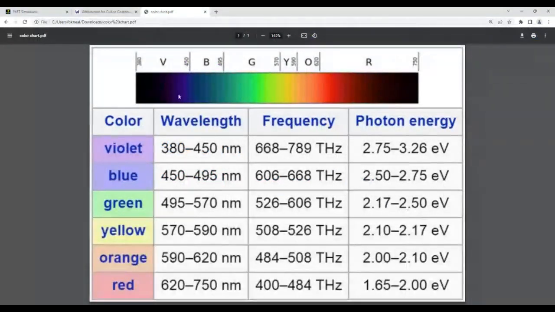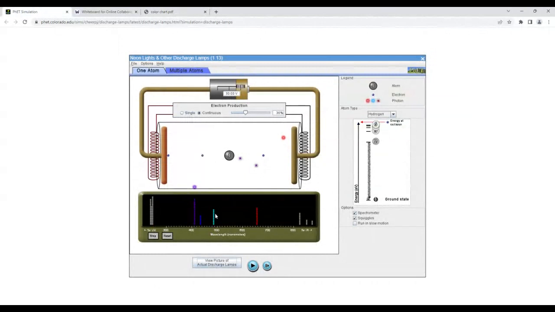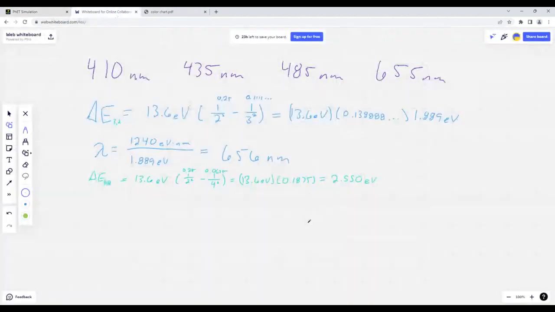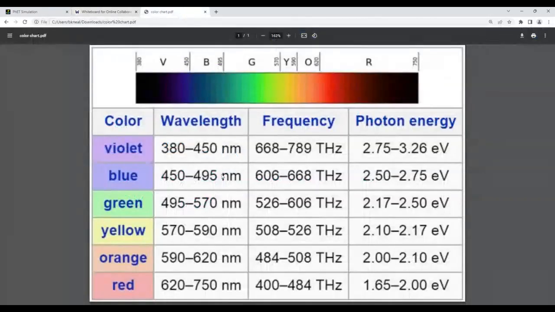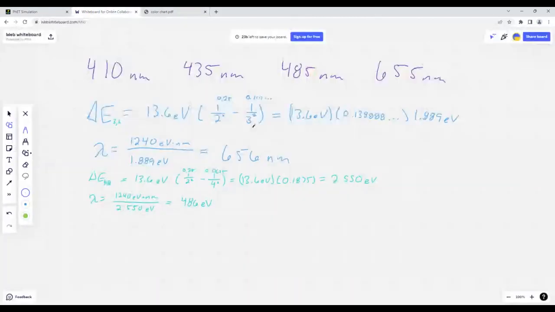So 2.55 is just barely in the blue range, which matches the color here. It's kind of a light blue, sky blue color, baby blue maybe. Okay, but we can find a wavelength from that. We take 1240 electron volts times nanometers, divide by that energy, 2.550 electron volts. So it's going to cancel electron volts and give us nanometers, something like 486. Again, we estimated 485 based off of the chart, and this falls in range with the stuff on here to just barely be in blue range. So it's great, it's working.